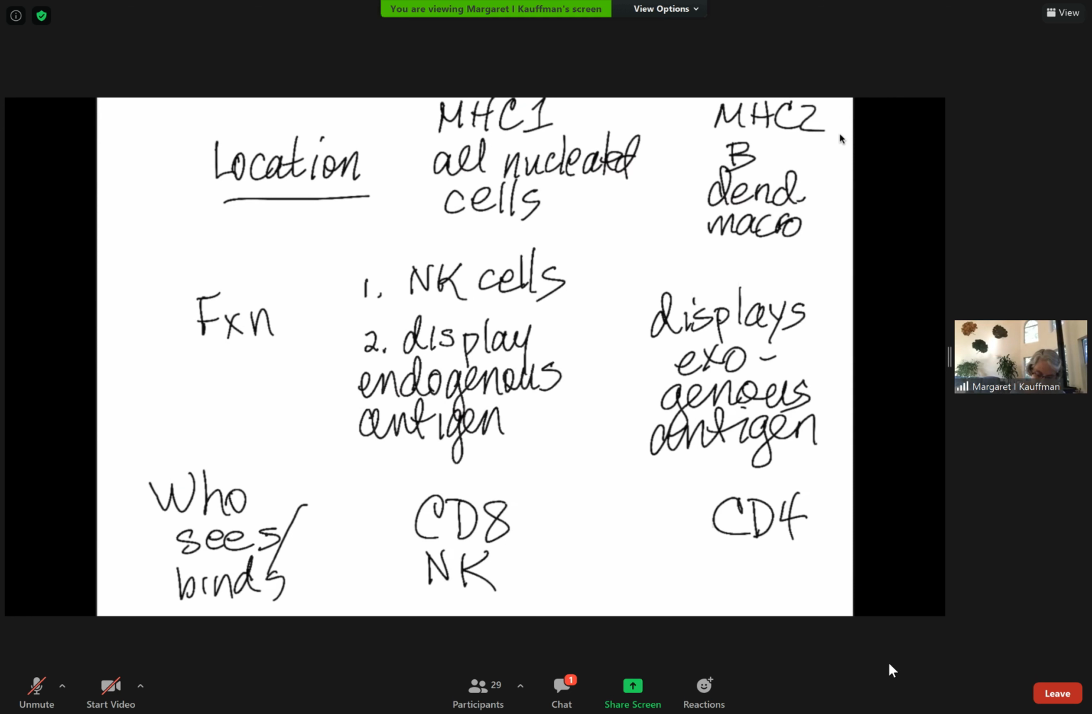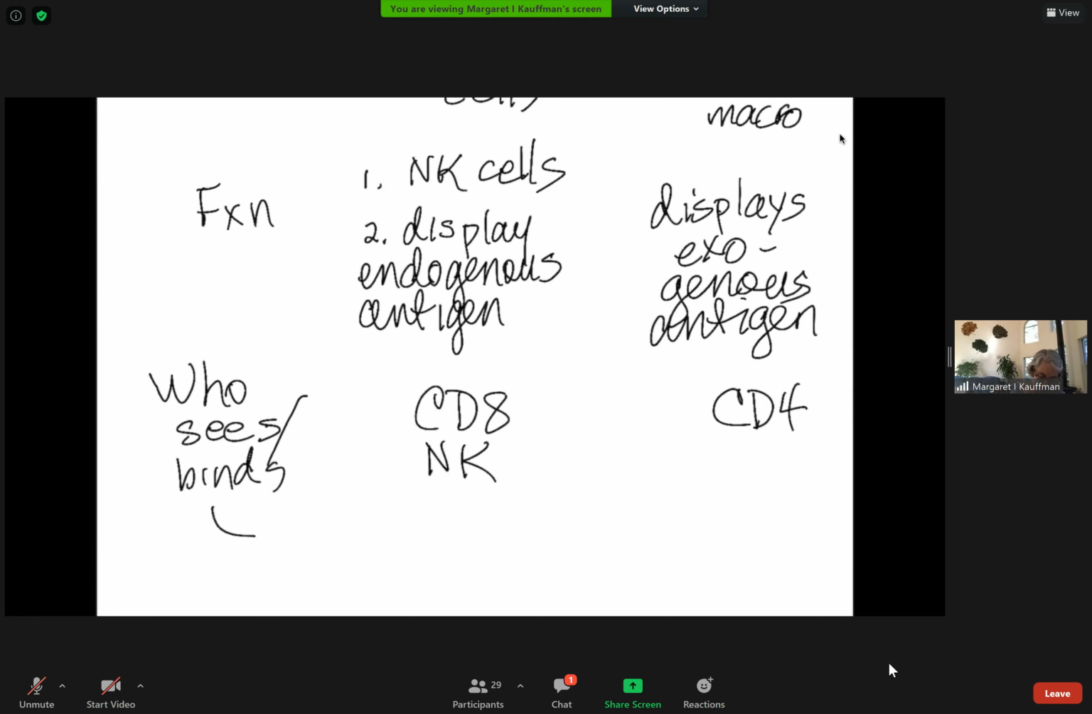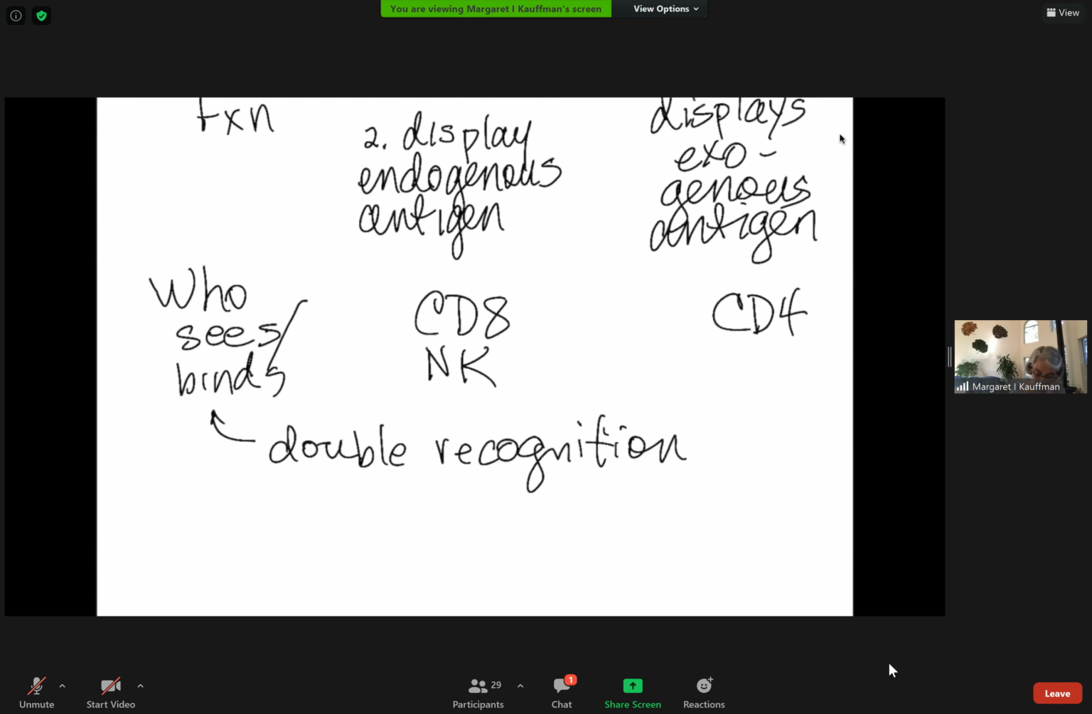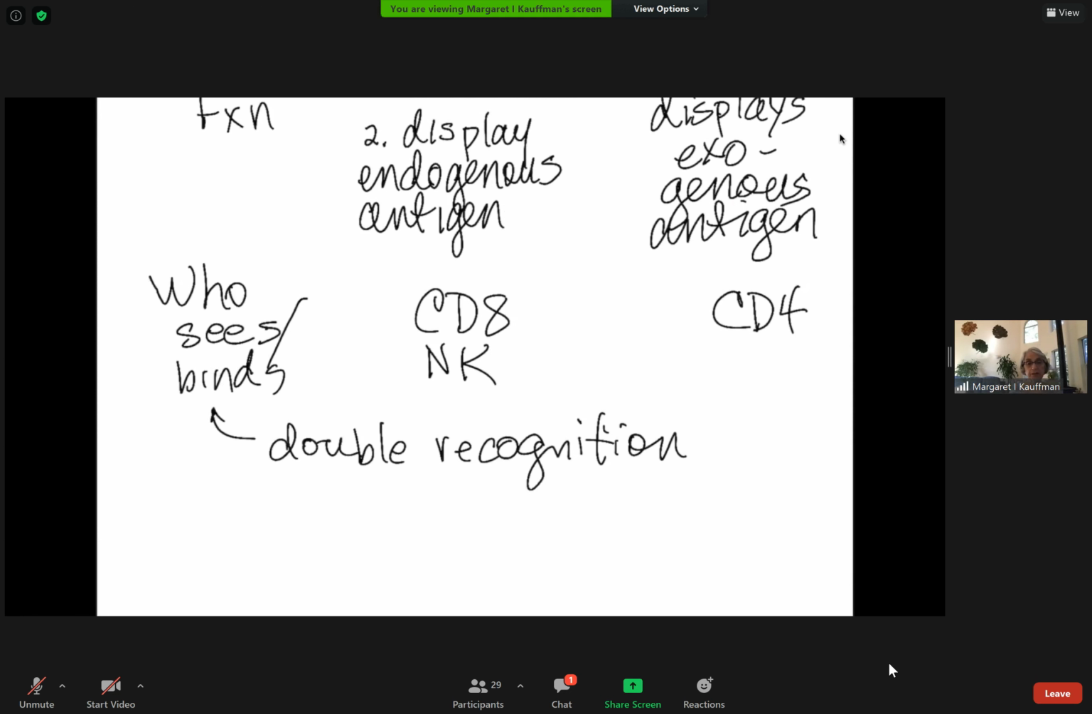Now, when I'm saying binds it here, where did I put that? Binds it. What I mean here is we're going to be talking shortly about double recognition. So there was that table that I kind of fumbled when we went through the lecture, since I kept getting somebody calling me desperately over and over again.